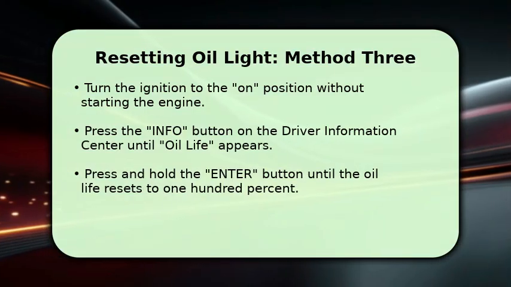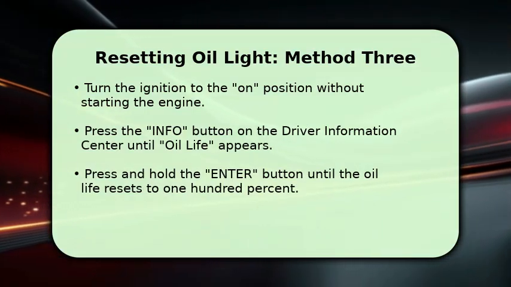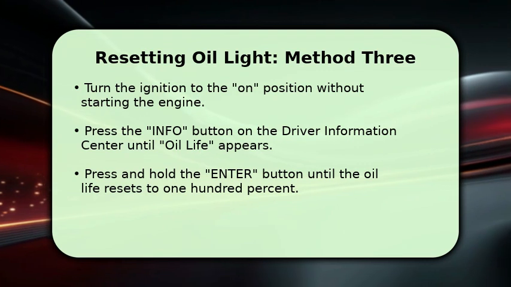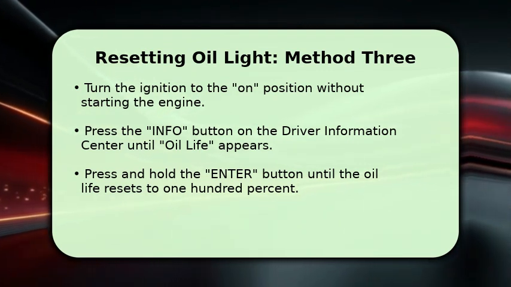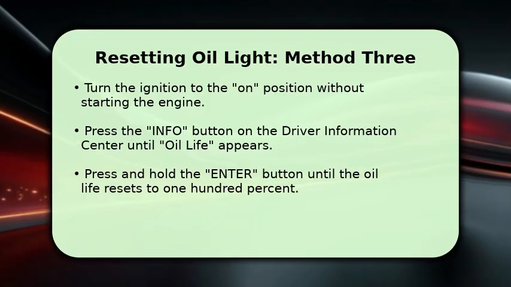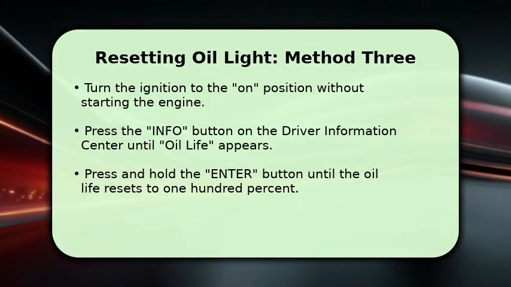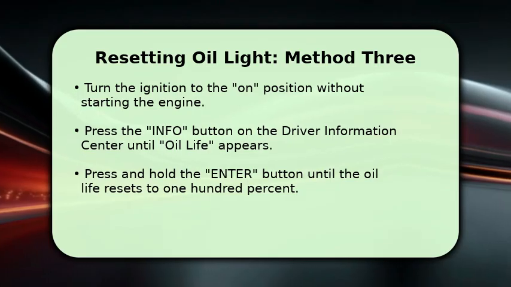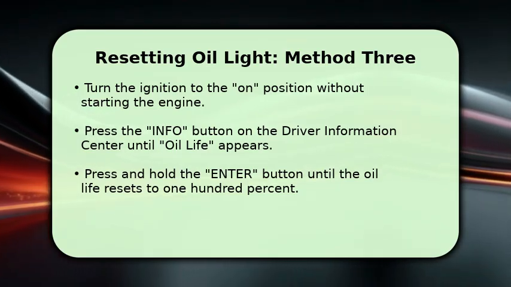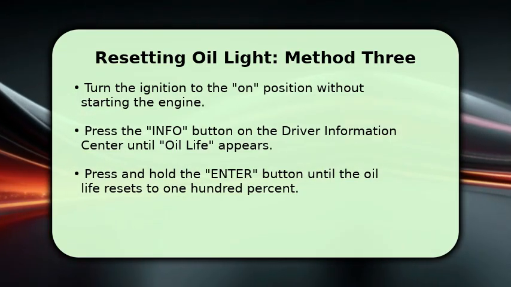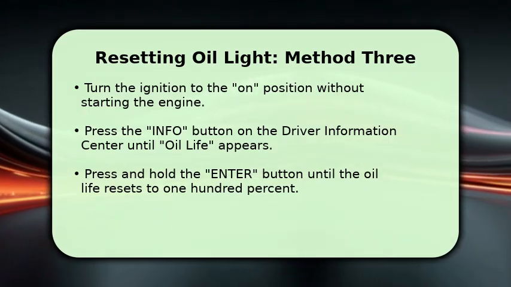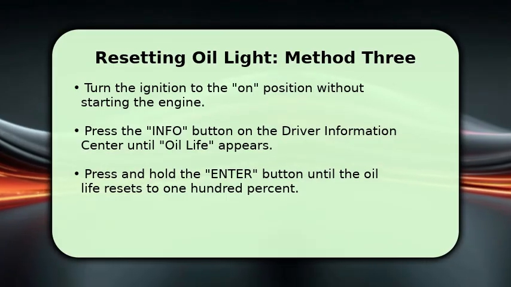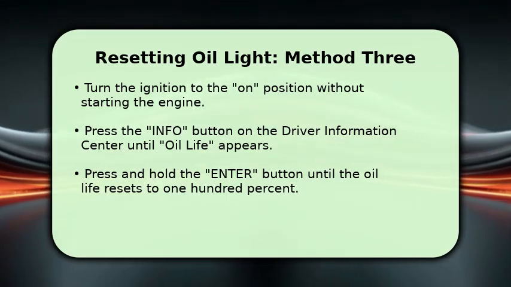For some Silverado models, you might use the Driver Information Center, or DIC, buttons. Start by turning your ignition to the on position, but keep the engine off. Locate the Info button on your dashboard and press it repeatedly until the oil life display appears. Once it's visible, press and hold the Enter button for a few seconds. The oil life percentage will then reset to 100%, completing the process.